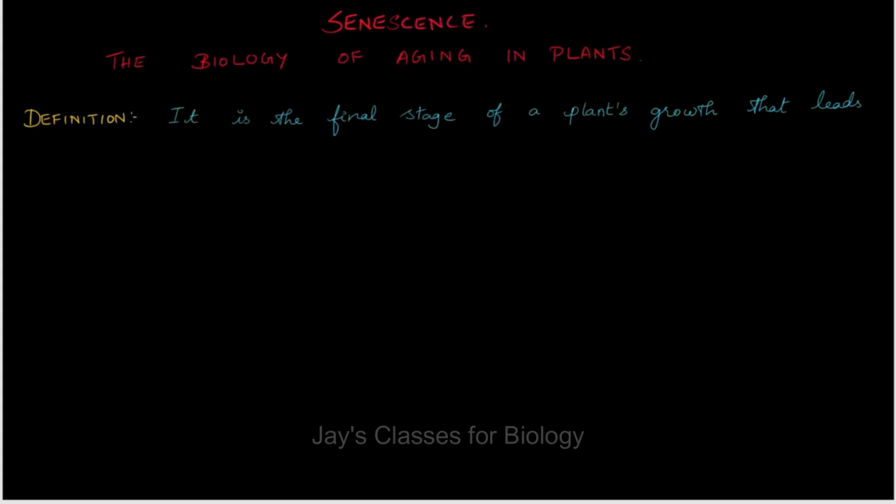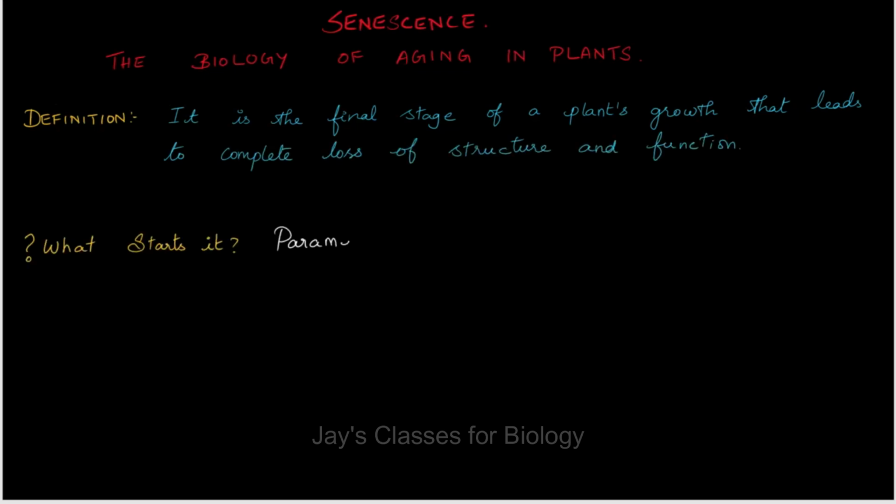First, what is senescence? It is the final stage of a plant's growth that leads to the complete loss of structure and function. What triggers it? The main parameter is the end of the reproductive phase, when the plant stops making flowers or seeds.